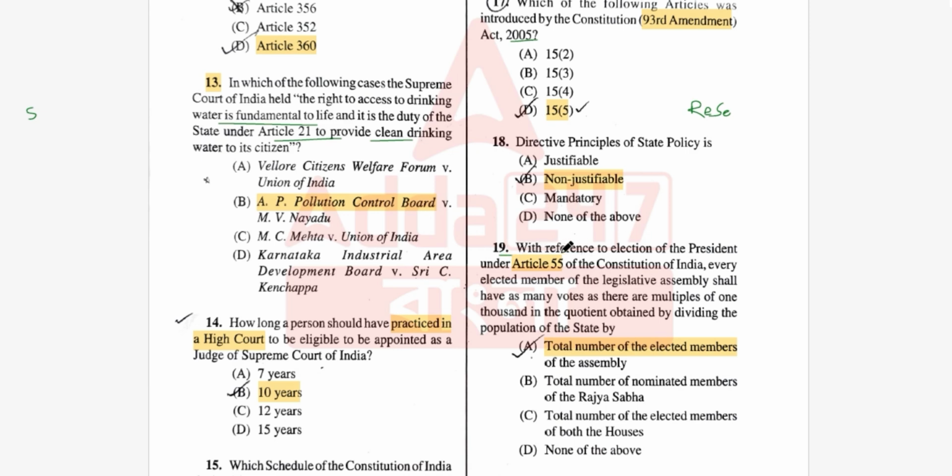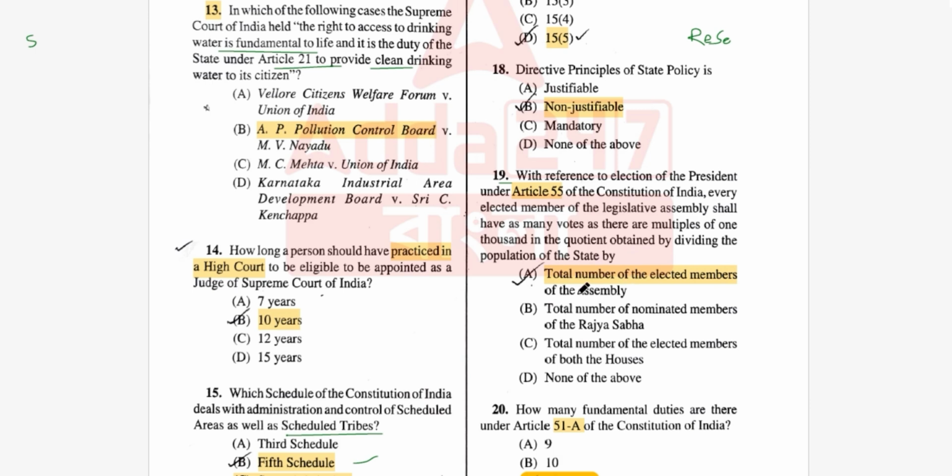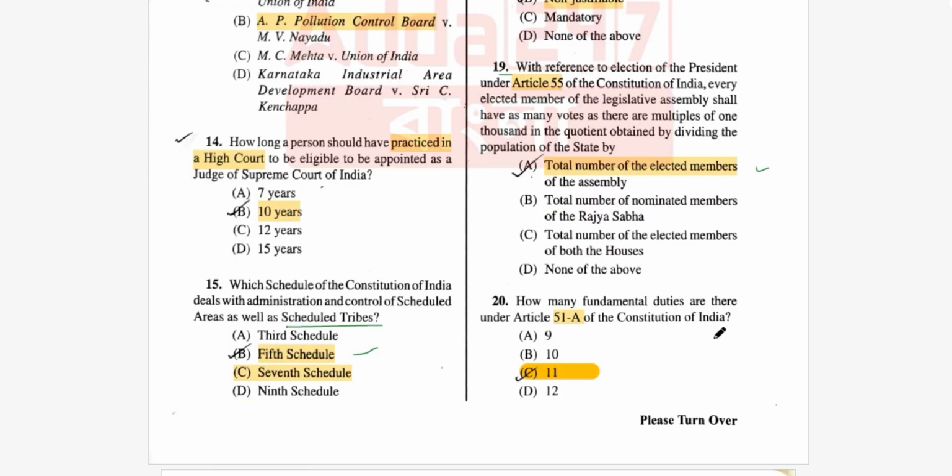Next question, question number 19: with reference to the election of the President under Article 55 of the Constitution of India, every elected member of the Legislative Assembly shall have as many votes as multiples of 1000 in the quotient obtained by dividing the population of the state by the total number of elected members. Okay, option A is the right answer. This is about the presidential election, the constitution of the electoral college, and how the vote value is calculated. You can read it.